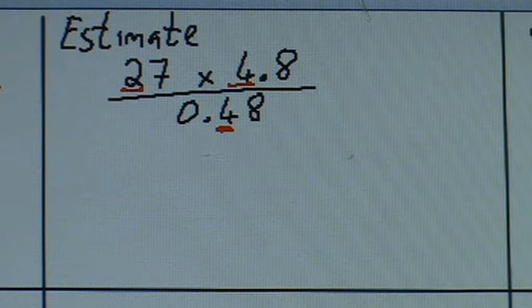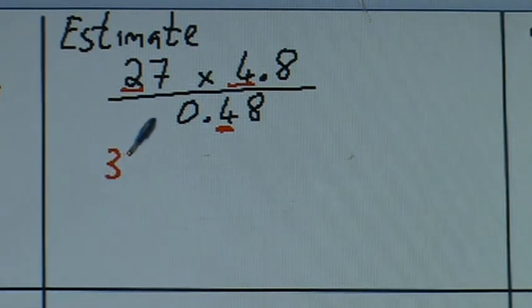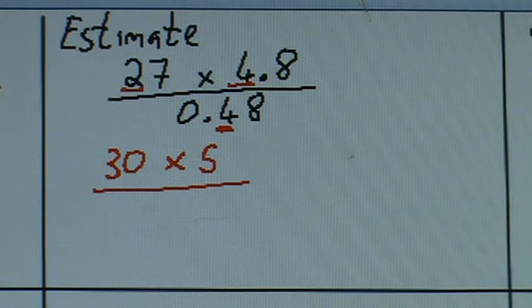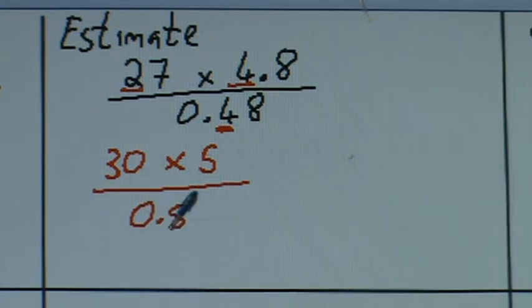I then round to that number. So for example, 27, the 2 is in the tens column, so I round to the nearest 10. 27 to the nearest 10 is 30. 4.8, the 4 is in the units column, so I round to the nearest unit, which rounds to give me 5. And the 0.48, don't forget, I didn't underline the 0, I underlined the first number that wasn't a 0, so that was the 4. That's in the tenths column, so I round it to the nearest tenth, which gives me an answer of 0.5.